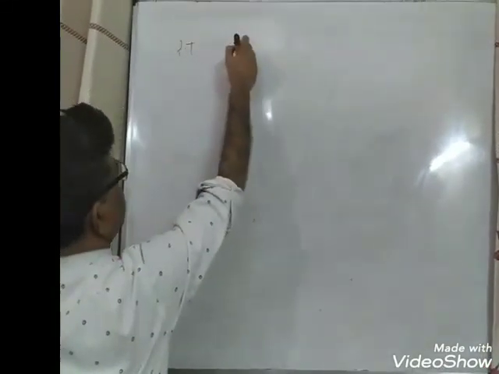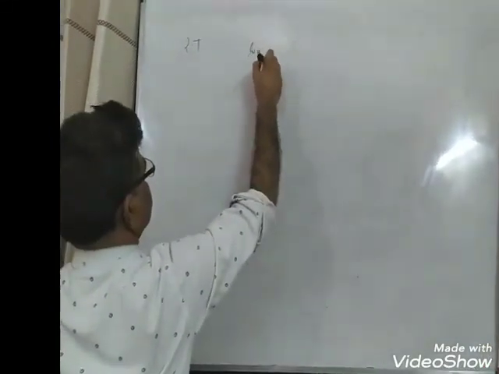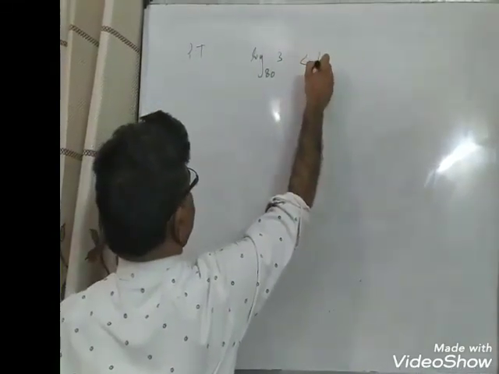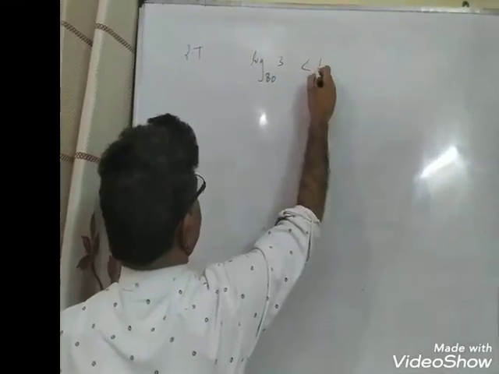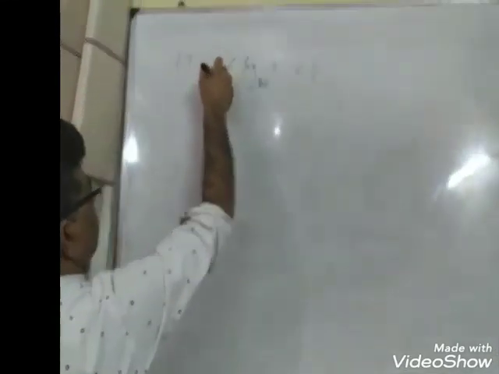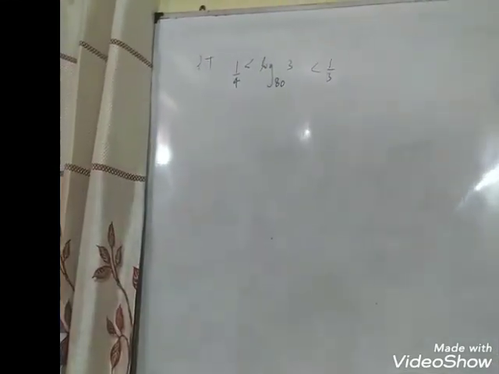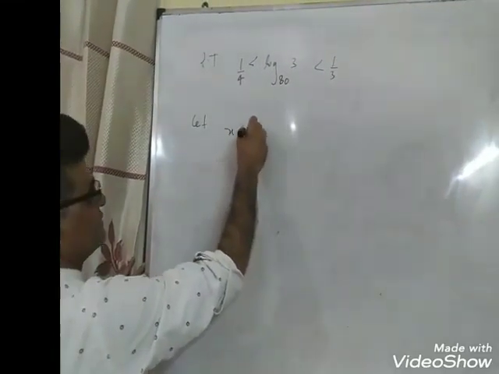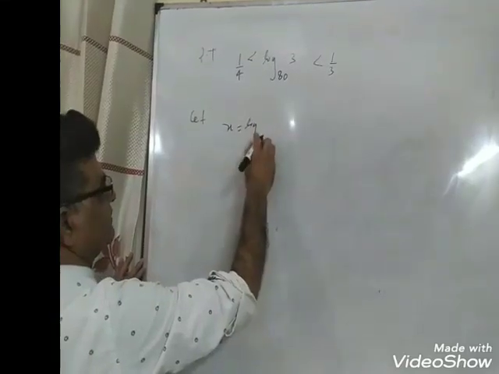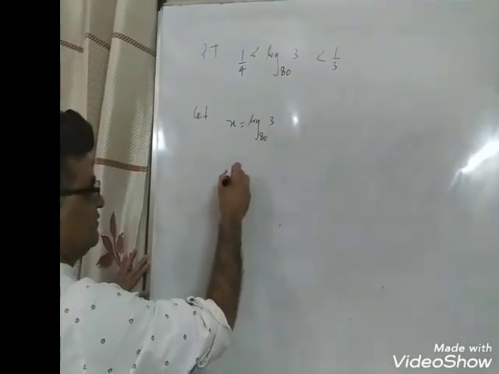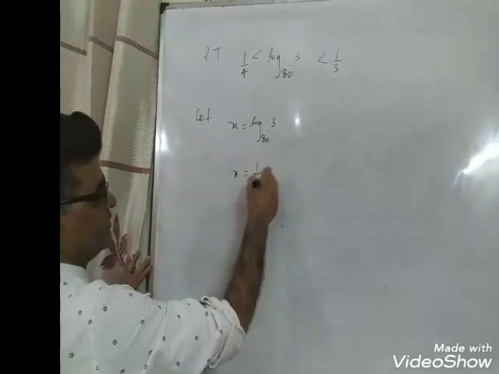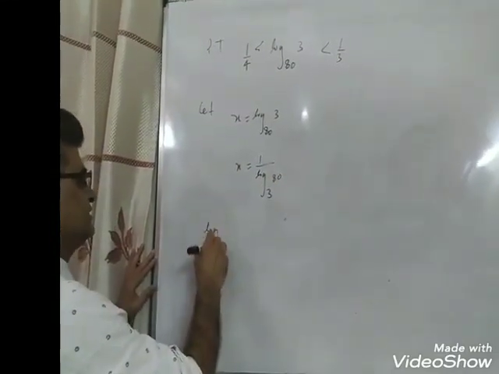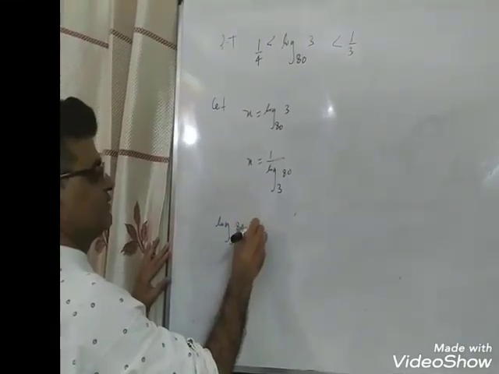Prove that log base 8 of 3 lies in between 1 by 3 and 1 by 4. How to prove it? Let x equal log base 8 of 3. So we can write x equals 1 upon log base 3 of 80. So you can see that log base 3 of 80 is equal to 1 by x.